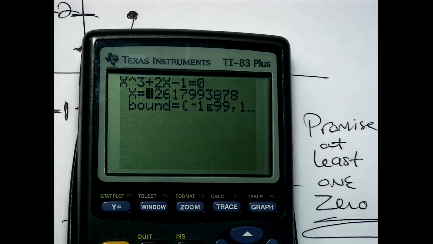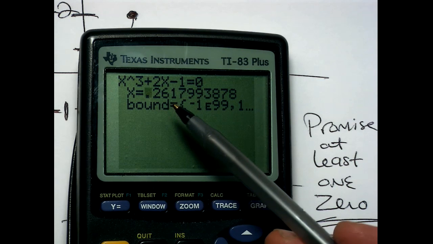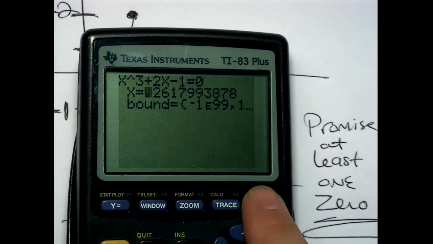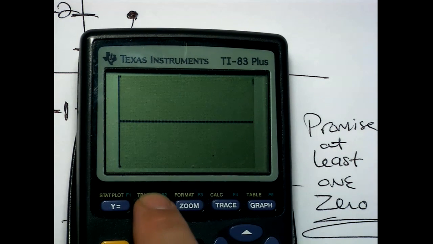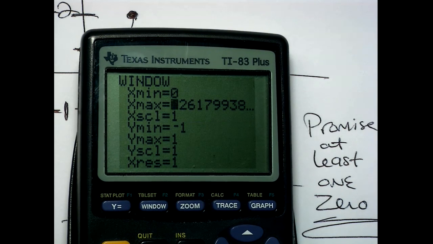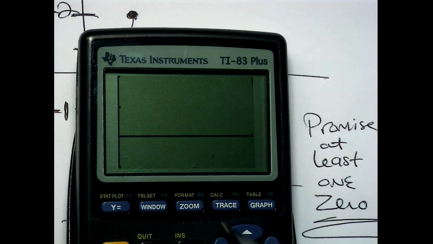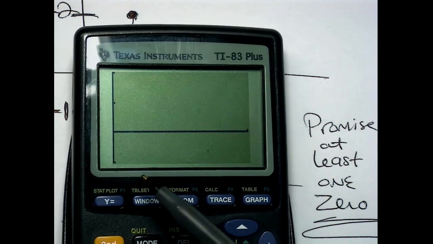We found a 0. And it is between 0 and 1, as promised by the intermediate value theorem. I'm going to hit graph here quickly so you can see it. Let me get the window correct. We're going to go from x equals 0 to x equals 1, and from y equals negative 1 to y equals 2. So we should see that little window, and the curve should come up here. And we should see it.